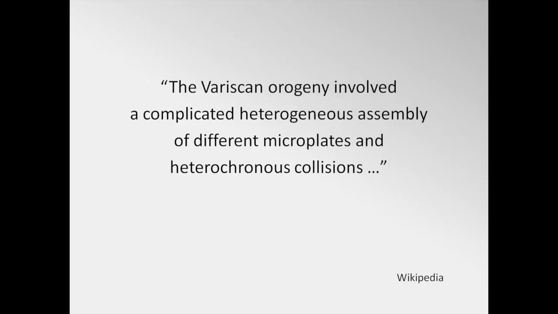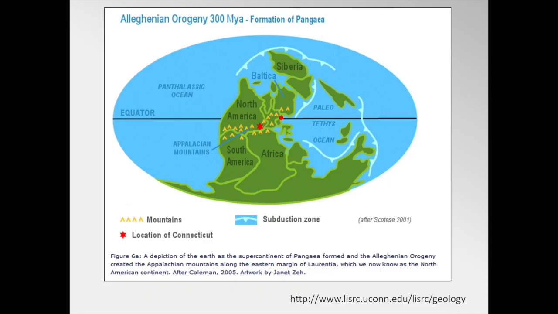And so, as Wikipedia says, the Variscan orogeny involved a complicated, heterogeneous assembly of different microplates and heterochronous collisions. The Alleghenian orogeny is the North American name for what is called the Hercynian orogeny in Africa and in parts of Europe. It is shown here as the western portion of the Yellow Mountains, which have an east-west orientation. The small six-pointed red star sits approximately at the eastern end of that orogeny.